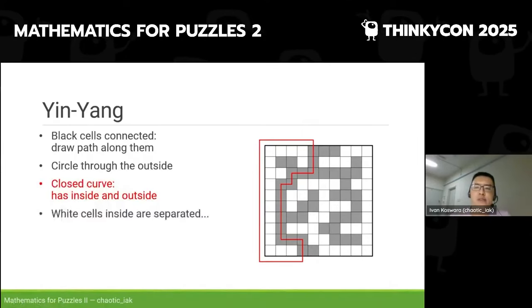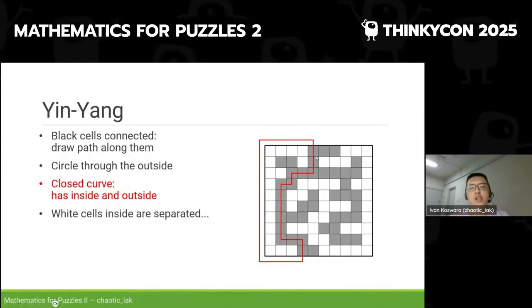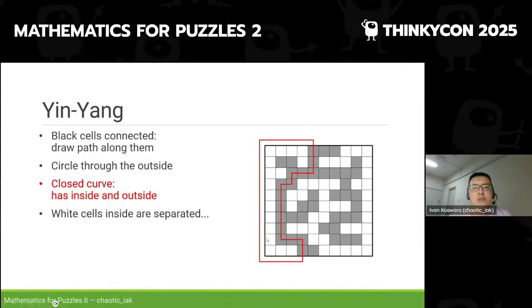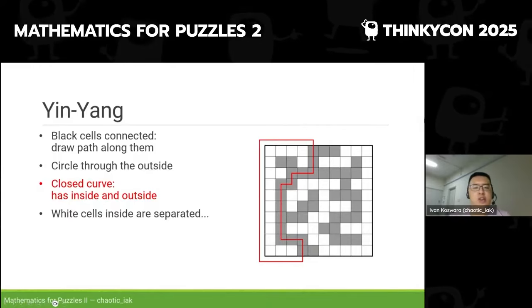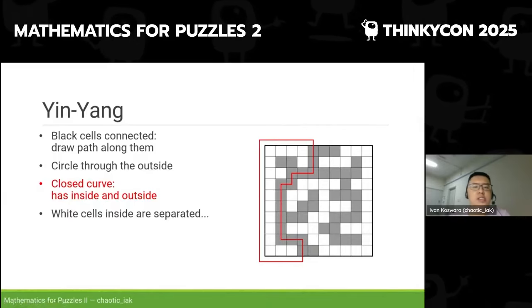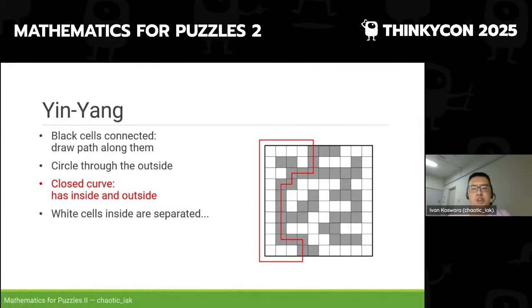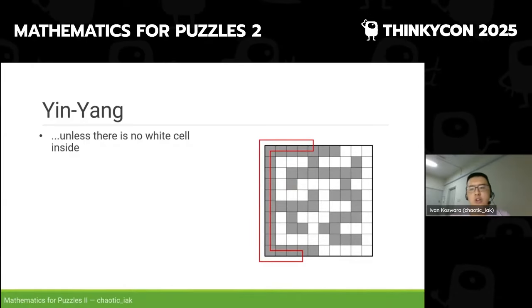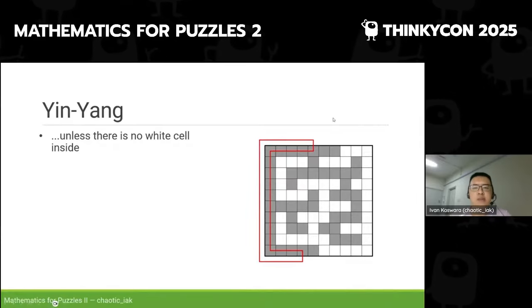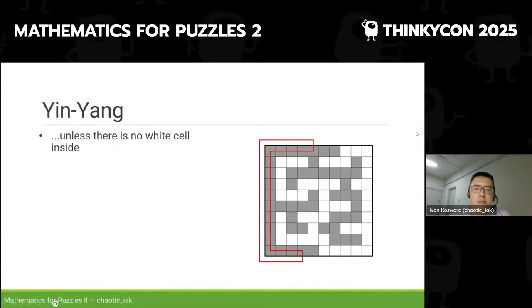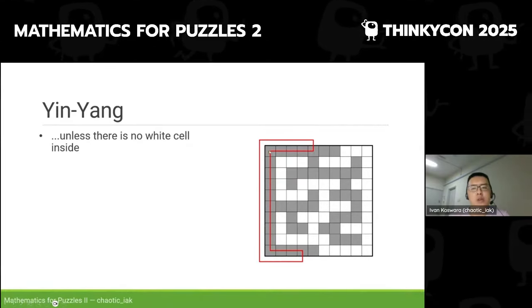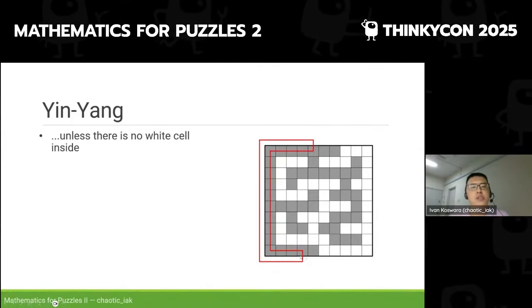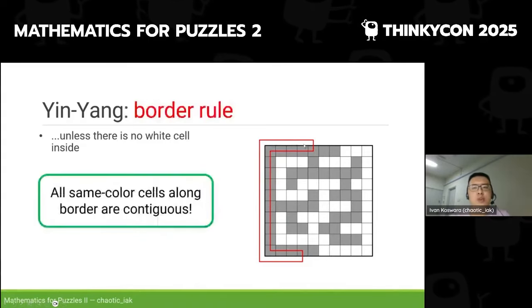The white cells to the left of this path are inside the loop. The white cells to the right are outside the loop. They are separated. They cannot connect to each other unless there is no white cell on one side of the grid. So there's no white cell inside or there's no white cell outside. In other words, this black path must be along the grid. This comes into the border rule.